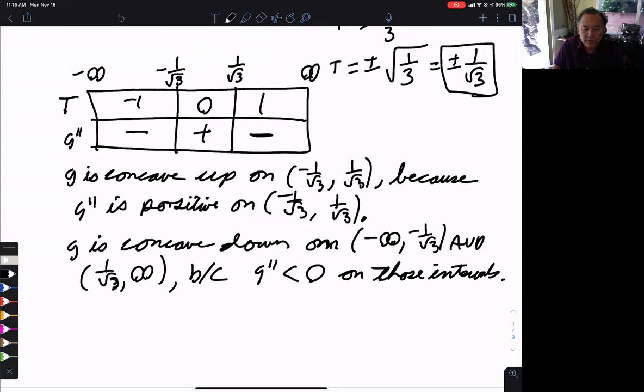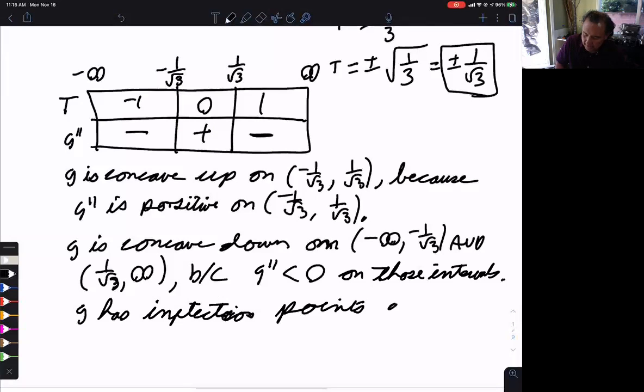They ask for inflection points. You need to know the justification for an inflection point. An inflection point justification is if the second derivative changes signs. Does it? Yeah. Right here, it went from negative to positive, and right here, it went from positive to negative. So I have inflection points at those 2 points. So I would say G has inflection points at x equals plus or minus 1 over radical 3.